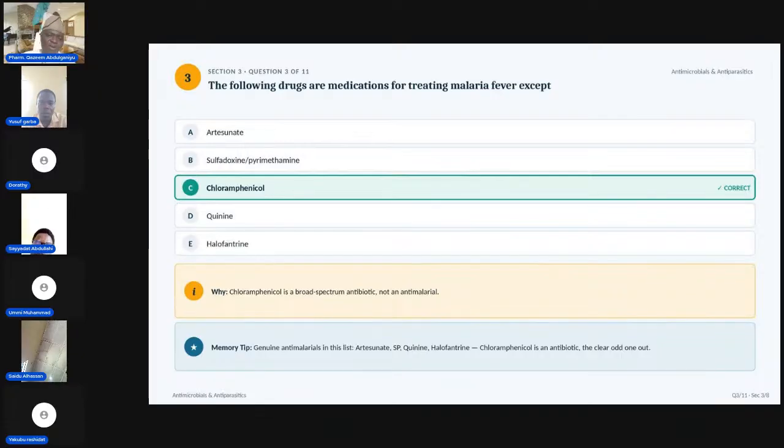So, okay, let me just say it clearly now. Halofantrine is an anti-malaria as well. It was used in the past, but it's been away from the market. I don't know exactly why, but it's not been in the market for a long time now. So halofantrine is also an anti-malaria, but chloramphenicol is not. Do we understand now? So chloramphenicol is an antibiotic.